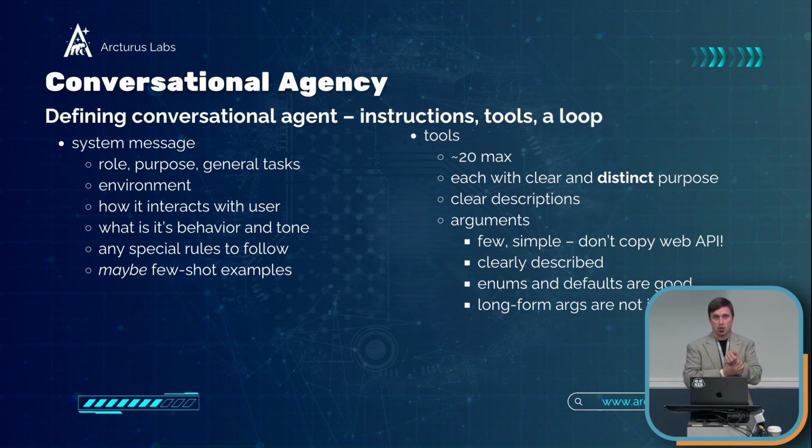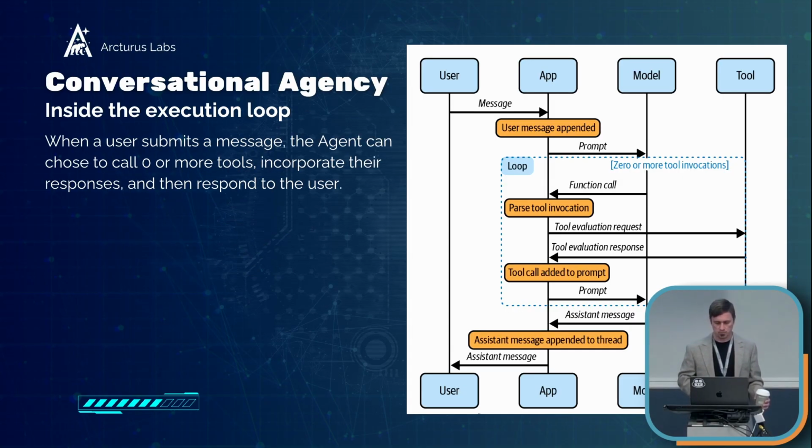If some of the arguments to the models can be enumerated, tell the model, that helps it. And if you have to do long form inputs to the arguments, you can do that, but it's not usually ideal. It's usually good to make it kind of like a function call. And then you have the loop.